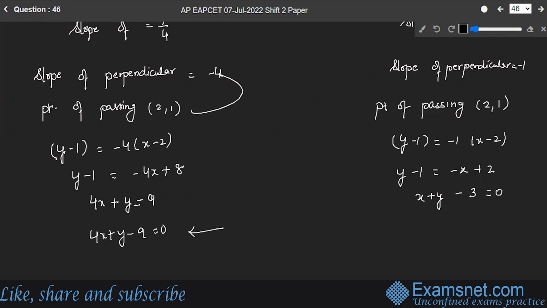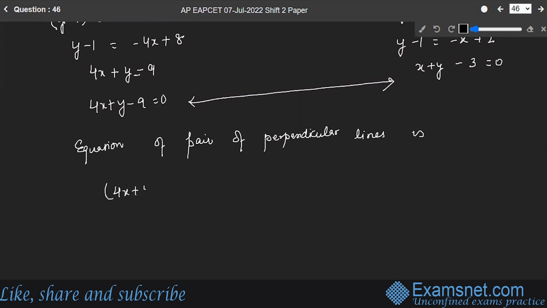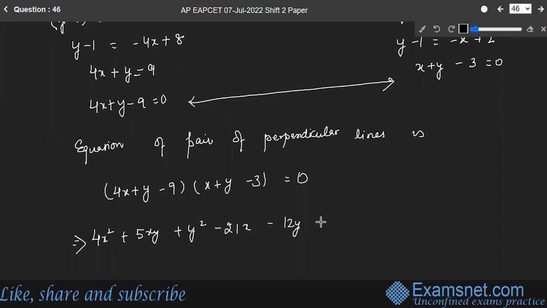We got the two equations of the lines which are perpendicular to the given equation of the lines, right? So, equation of pair of perpendicular lines is 4x plus y minus 9 into x plus y minus 3 is equal to 0, which upon solving will give you 4x square plus 5xy plus y square minus 21x minus 12y plus 27 is equal to 0.